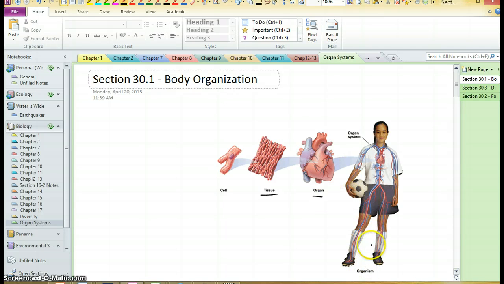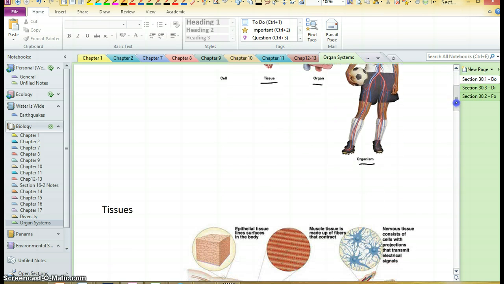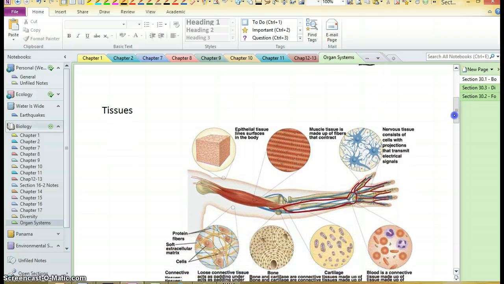And then when you have different organs working together for a particular job, like the circulatory system, as we see here in our soccer player, you've got the heart and all the arteries and veins that move blood around. And then when you take various organ systems and put them together, you have an organism. So it goes from cells, tissues, organs, organ systems, and organism. We'll look at all the different organ systems in a little while.